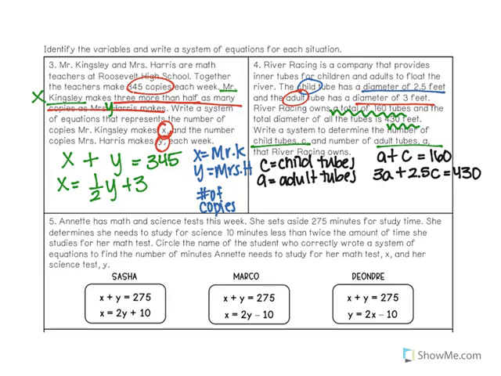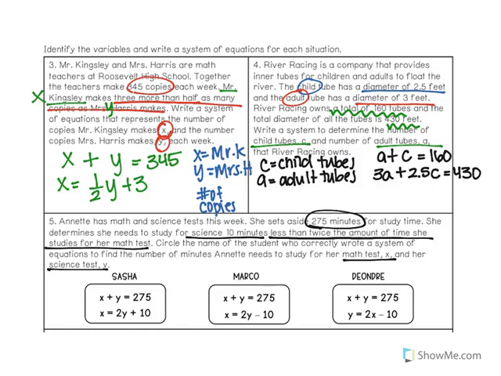All right, let's keep going. Annette has math and science tests this week. She set aside 275 minutes for study time. She determined she needs to study for science 10 minutes, so science is 10 minutes, less than twice the amount of time she needs to study for math. Circle the name of the students who correctly wrote a system of equations where the math test is X and the science test is Y.